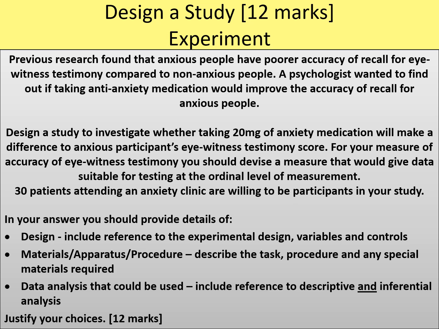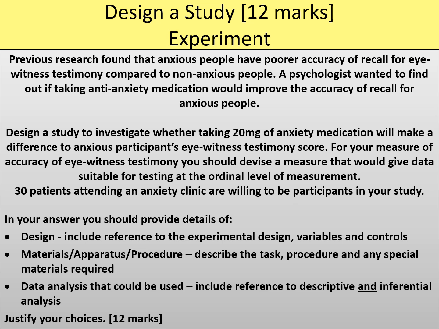Then it says in your answer you should provide details of, and it will give you a bulleted list. Now that bulleted list could be anything. I've put down some things that are quite common for an experiment that might come up, but be aware that it might say other things. So it might say include details of the ethics, or include a hypothesis. Whatever is in the bulleted list is how you should focus your answer.